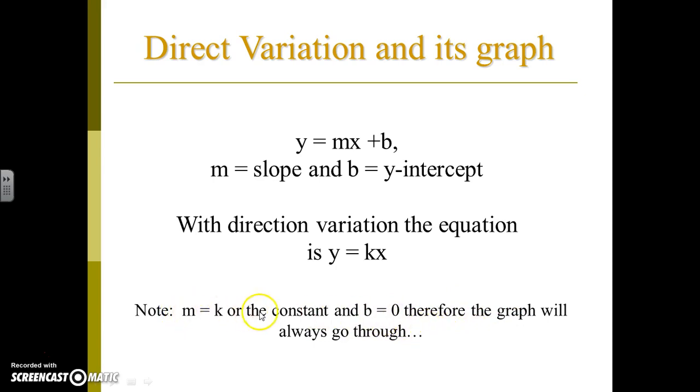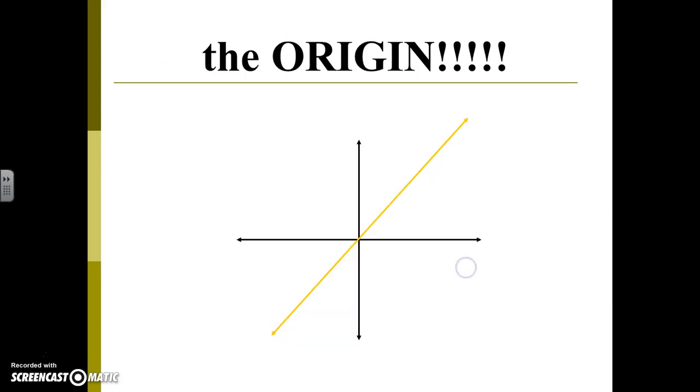And if m equals k for the constant and b is 0, the graph will have to go through which point? Let's think about that for a second. Every one of these direct variation equations have a graph that always goes through the origin. So graphically, that's what we're looking for here. Let's take a look at a few examples.